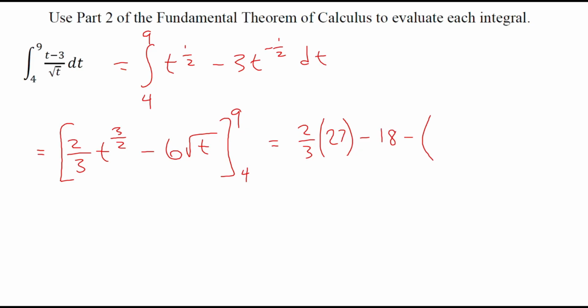And then we'll subtract from that what we get when we plug in 4 to this, which will be 2/3 times 4 to the 3/2. So 4 to the 3/2, you square root the 4 to get 2, and then cube it to get 8. So 2/3 of 8 minus 6 times the square root of 4, so minus 12. And then we'll just combine things together there.